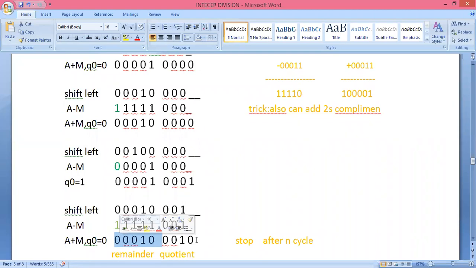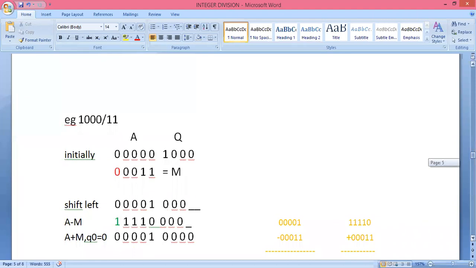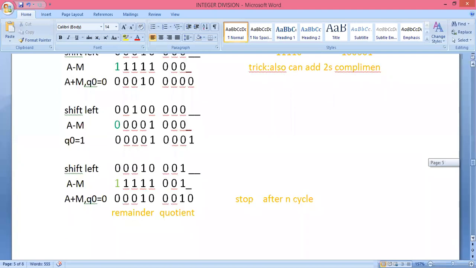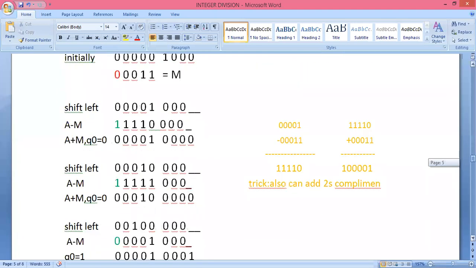And 0, 0, 1, 0 is the quotient. Okay, so in Q and A, you are getting the answer. In Q, you are getting the quotient, and in register A, you are getting the remainder. Is it clear? So this is called the restoring division process. I will be sharing this PDF with you. It's my advice that you solve more and more examples, and it will become clear to you.